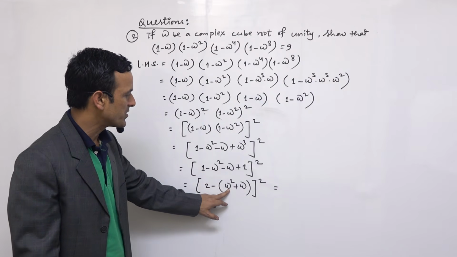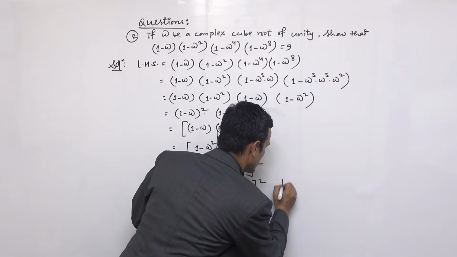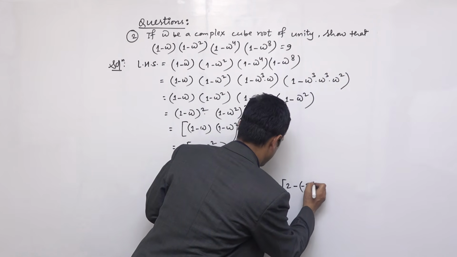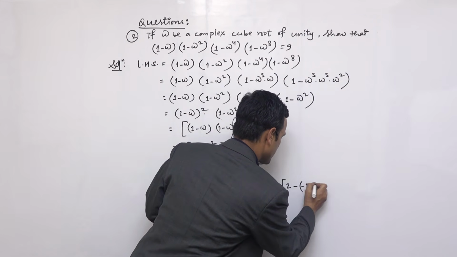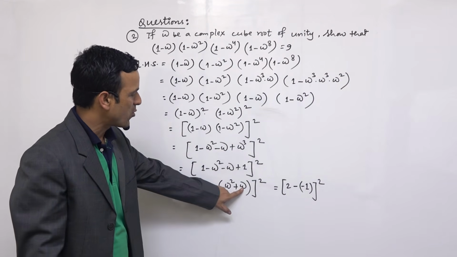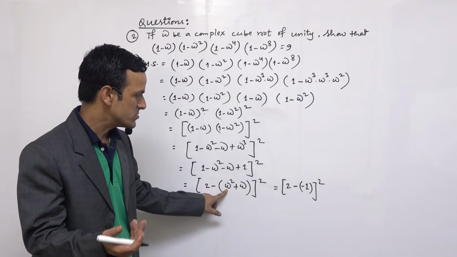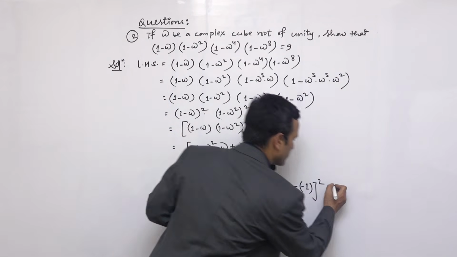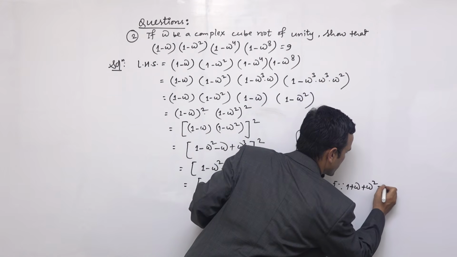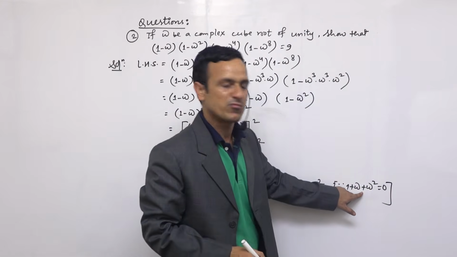Now omega plus omega square means what? 2 minus, it is also minus 1 square, minus 1 power 2. So this is the formula: omega plus omega square is equal to minus 1. From this, 1 plus omega plus omega square is equal to 0. So this is the real formula.